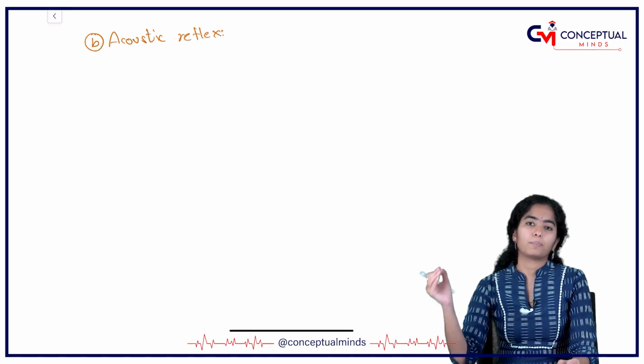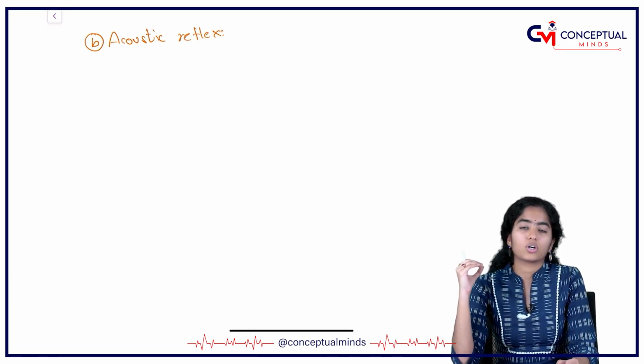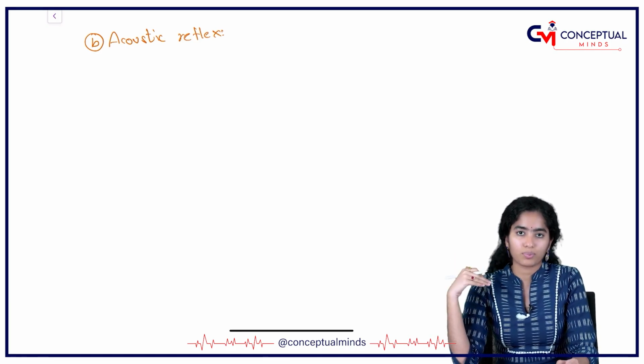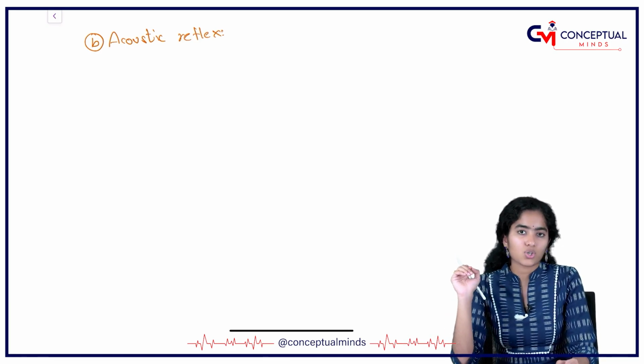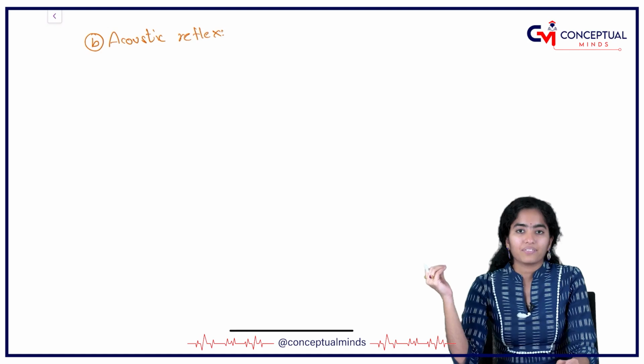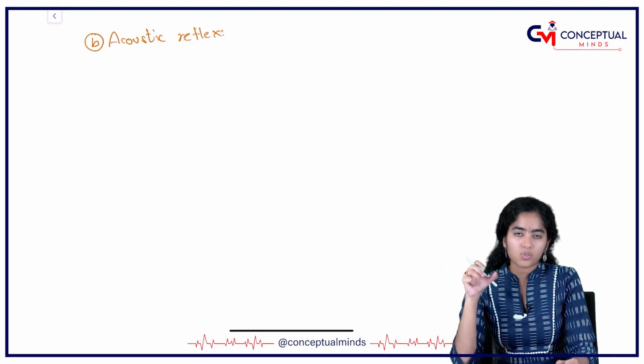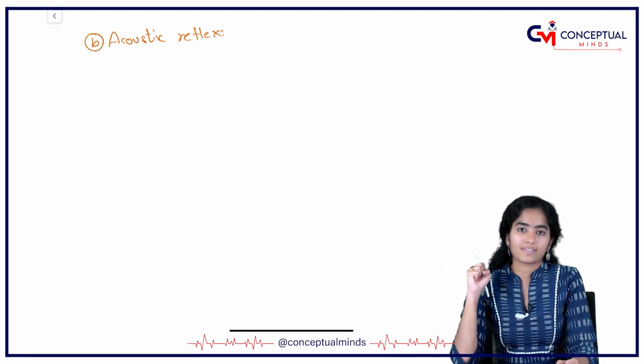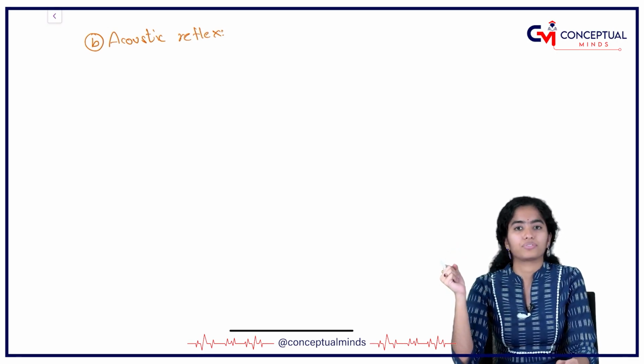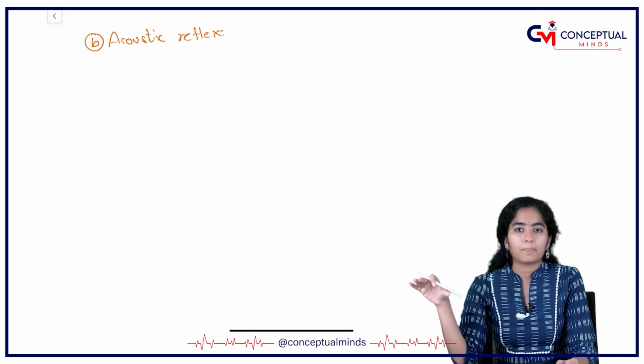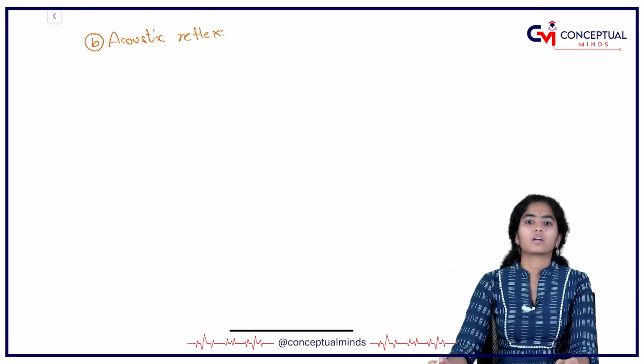It runs from posterior to anterior direction. It originates from the pyramid present on the posterior wall and it inserts onto the neck of the stapes. Whenever there is a loud sound, the stapedius muscle contracts and pulls the stapes posteriorly so that there is dampening of the loud noise. We call this stapedial reflex. That is acoustic reflex.